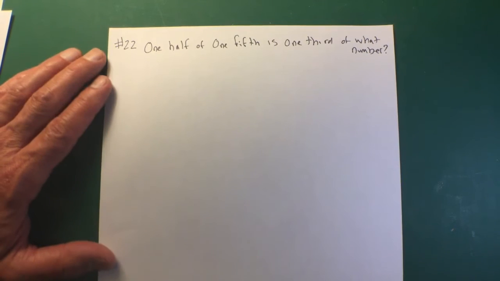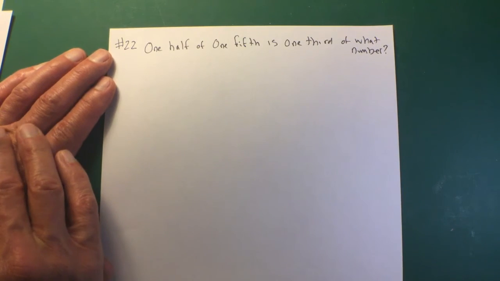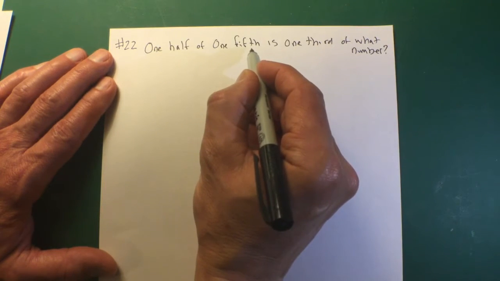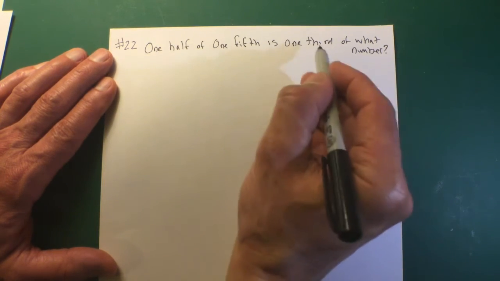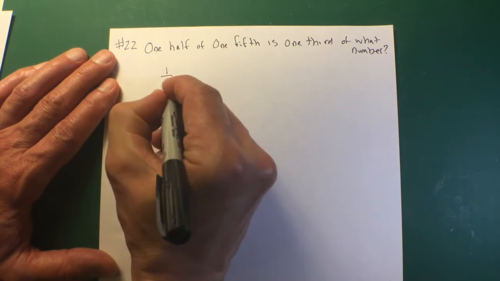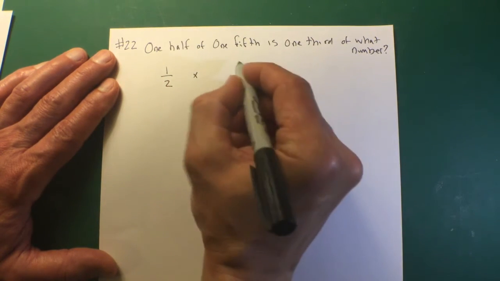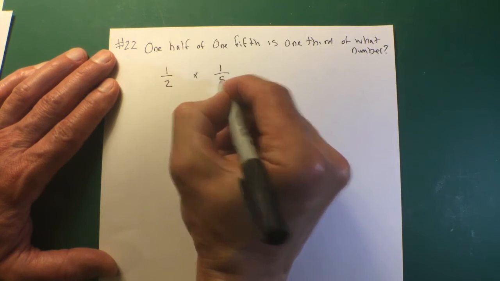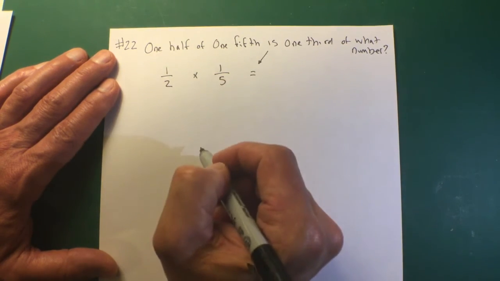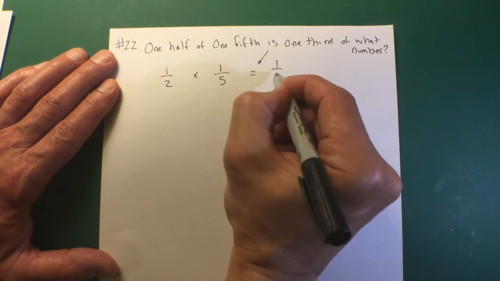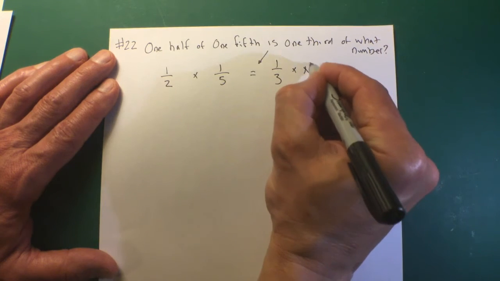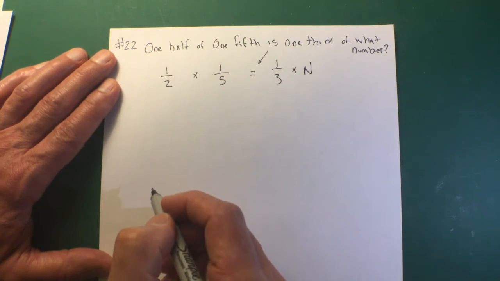Okay, so this was a tricky one, and a number of you missed this one. The question was, what was 1/2 of 1/5 is 1/3 of what number? So we have to do some decoding here. So that's easy enough. 1/2 is 1/2. Of we know is multiplication. 1/5 is 1/5. Is an equal sign. 1/3, of course. Of is multiplication of some number. Let's call it n. Okay?